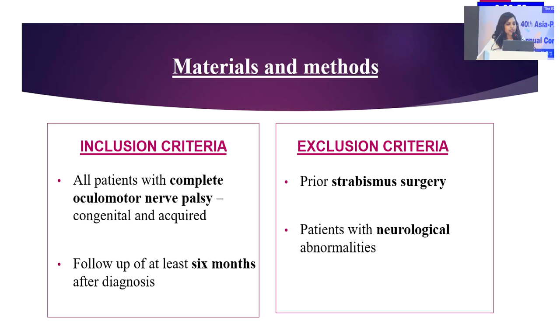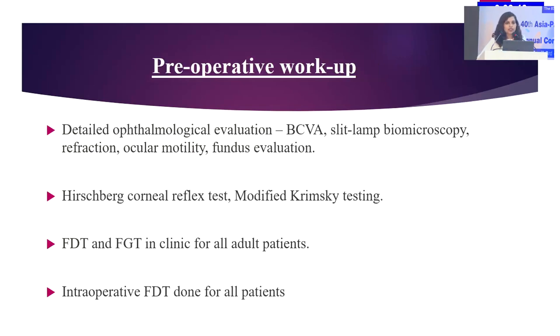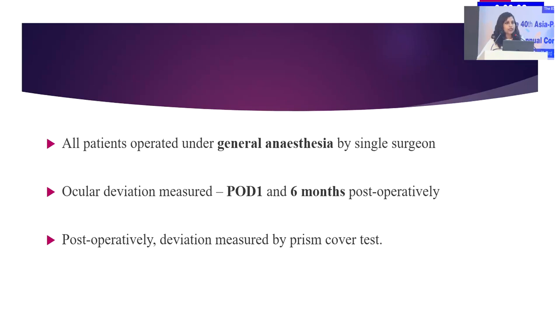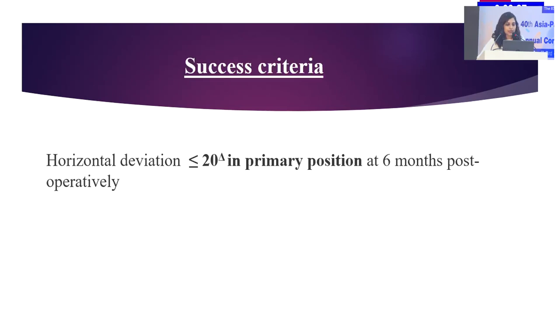We included all patients with complete oculomotor nerve palsy with a follow-up of at least 6 months after diagnosis. We excluded patients who underwent prior strabismus surgery or those with neurological abnormalities. All our patients underwent a detailed ophthalmic evaluation, including oculomotility testing and measurement of the deviation. FDT and FGT in clinic was done for all adult patients, and intraoperative FDT was done for all patients. All patients were operated under general anesthesia by a single surgeon, and we measured the ocular deviation on postoperative day 1 and 6 months. Our success criteria was defined as horizontal deviation of less than or equal to 20 prism diopters in primary position at 6 months post-op.